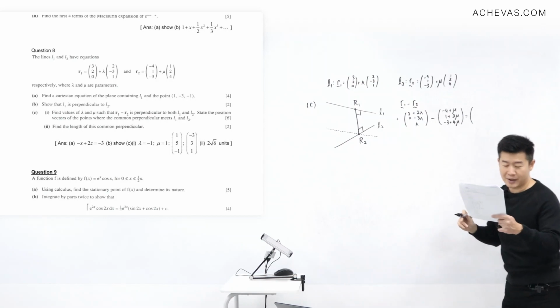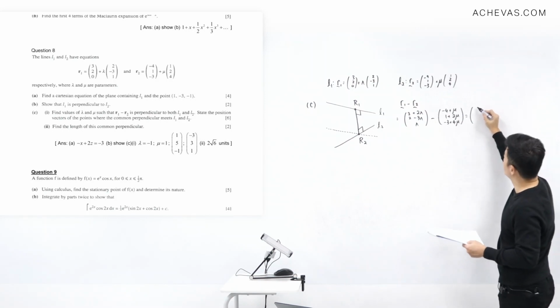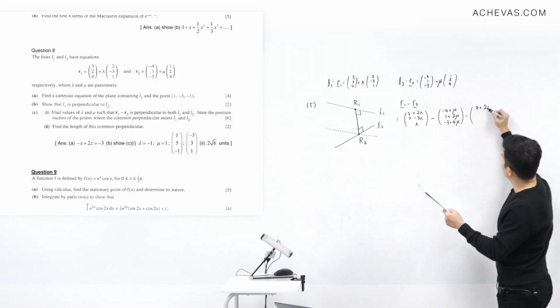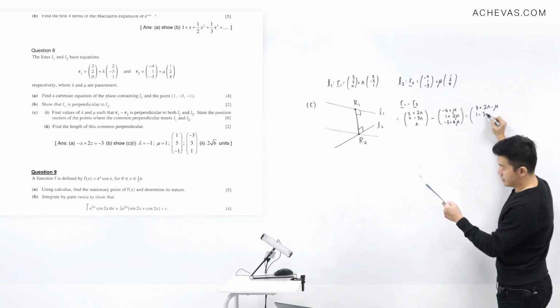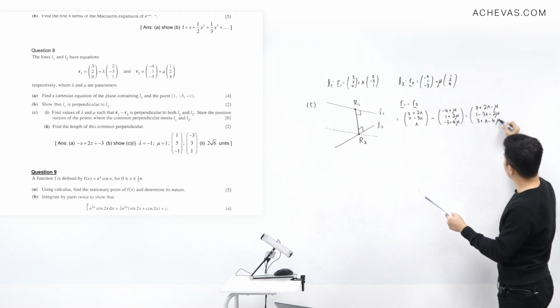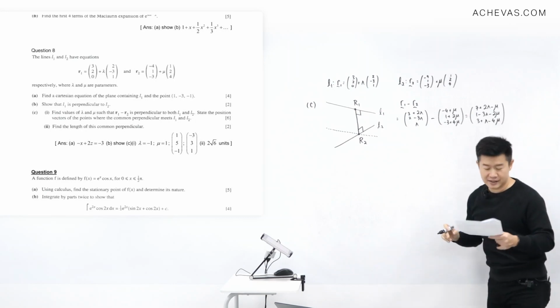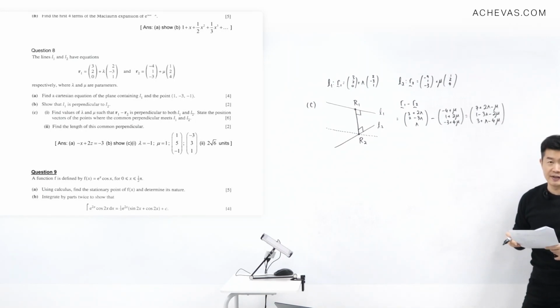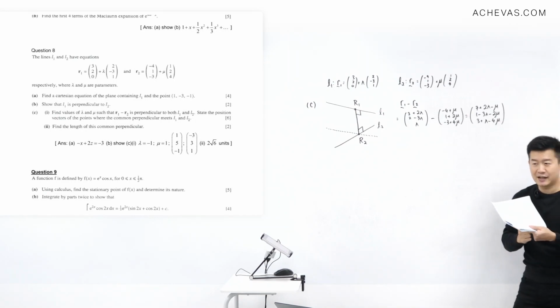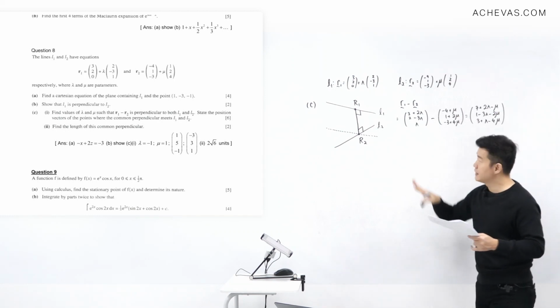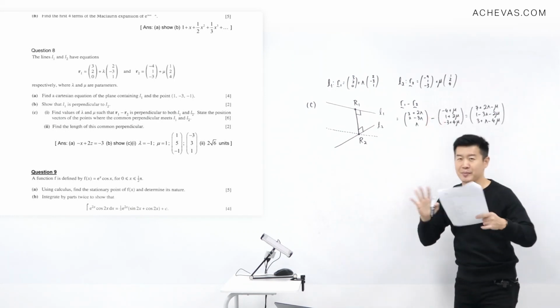So R1 minus R2 will be equal to (7 + 2 lambda - mu, 1 - 3 lambda - 2 mu, 3 + lambda - 4 mu). So we have R1 minus R2 equal to this. And for a question like this, unless you have done it before, up until this point it is still going to be a bit confusing.